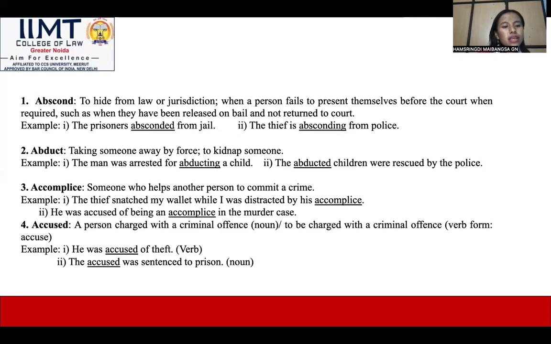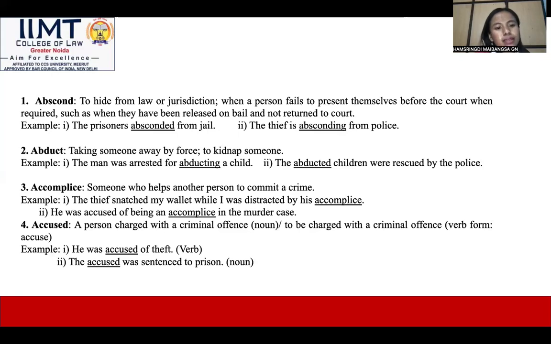The next word is accomplice. Accomplice, it is a noun. It means someone who helps another person to commit a crime. Since accomplice is a noun, it has been used in the sentence the way it is.